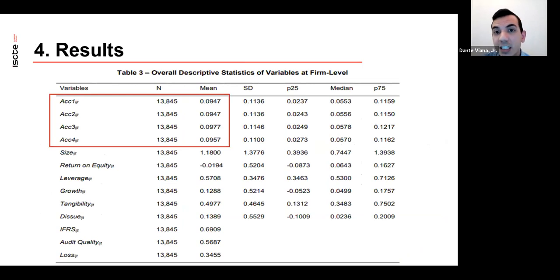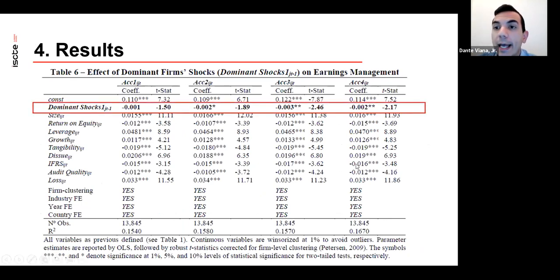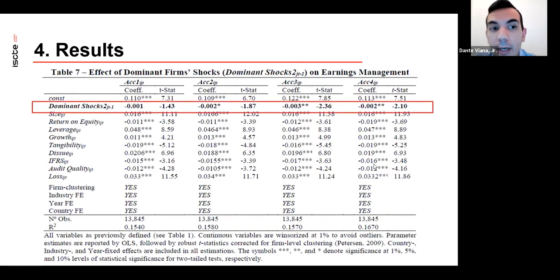So our descriptive statistics and variables on average are very similar to previous literature, all of them. Our main estimations show that dominant shocks of non-dominant firms present a negative and significant coefficient for some of our earnings management variables, suggesting a negative association between dominant firm shocks and earnings management of non-dominant firms, aligned with what we were expecting based on that theoretical discussion that I mentioned some minutes ago. This holds even taking into account our first measure of dominant firm shocks, or our second measure based on year, industry, and country benchmarks.